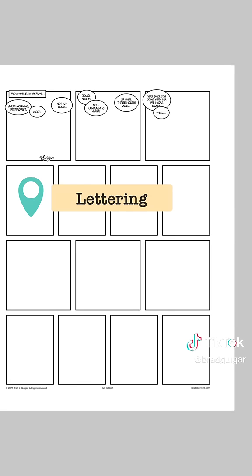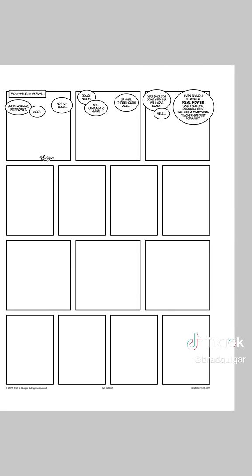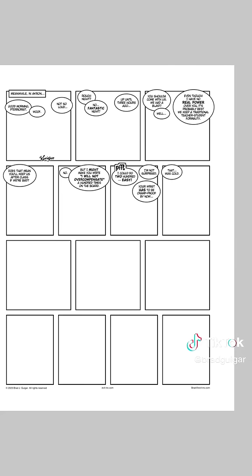The words are the most important thing on the page. There's nothing more important. These have to be placed right and placed so they can be readable very, very quickly, or else the whole thing's going to fall apart. I always say no one's going to read your comic if they can't read your comic.